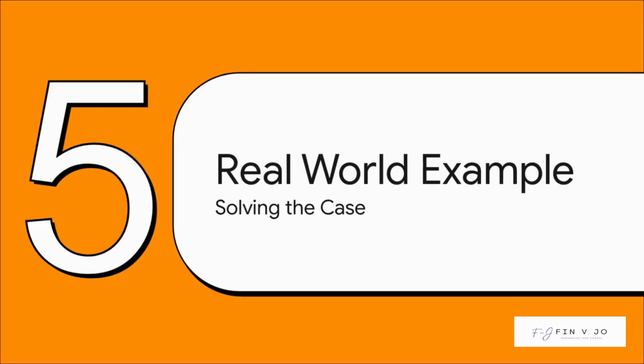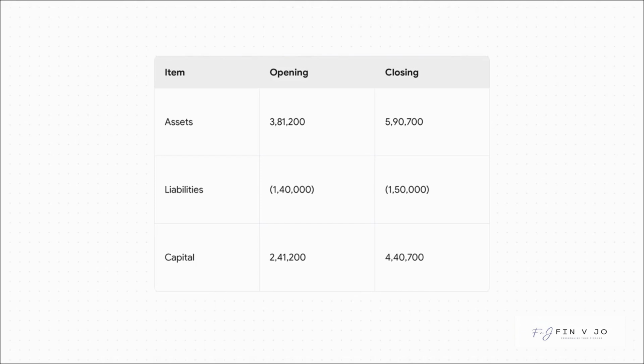Section 5. Real-world capital example. Let's solve the case. All right, so to use our formula, we first need the opening and closing capital. We find this by preparing what's called a Statement of Affairs. Think of it as a makeshift balance sheet specifically for incomplete records.